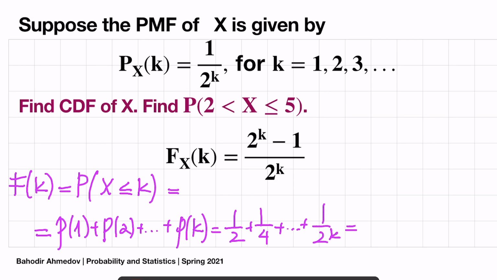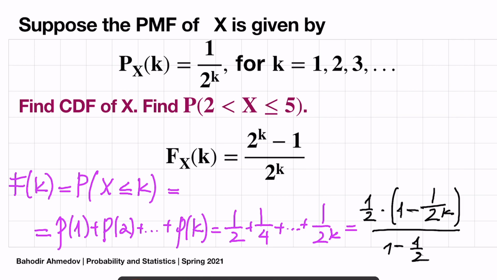And here I have to use the full formula of the geometric series. So the first term is 1 over 2 times 1 minus the quotient in the power of k. It is 1 over 2 in the power of k, divided by 1 minus 1 over 2, that is 1 minus q. Okay? So then I can cancel these two terms, and what is left is going to be equal to this term if you give the common denominator.